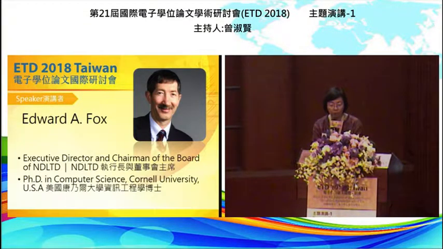Mr. Edward Fox served as Executive Director and the Chairman of the Board of NDLTD, having worked with ETD since 1987. He is a Fellow of ACM and a Fellow of IEEE at Virginia Tech, where he has taught since 1983. He is Professor of Computer Science and directs the Digital Library Research Laboratory, having helped found the digital library community in the early 1990s.